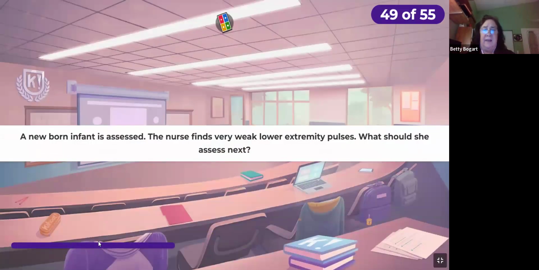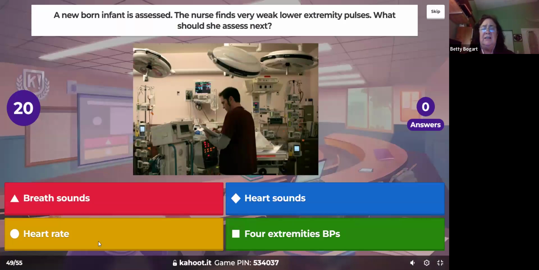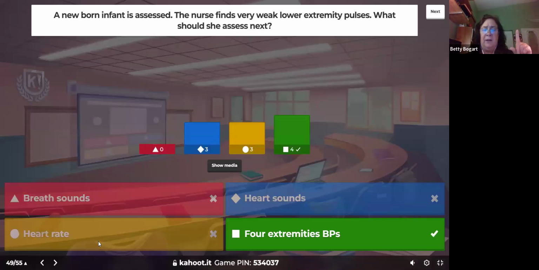A newborn infant is assessed and has weak lower extremity pulses. What should you assess next? What do you think is going on here? Probably coarctation of the aorta, right? Blood's not getting down there. So how do you determine that? If blood's not going down, you're going to have lower blood pressures on the bottom and higher blood pressures above, so four extremity blood pressures.